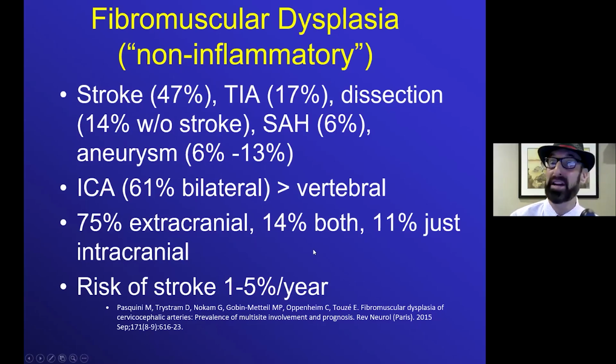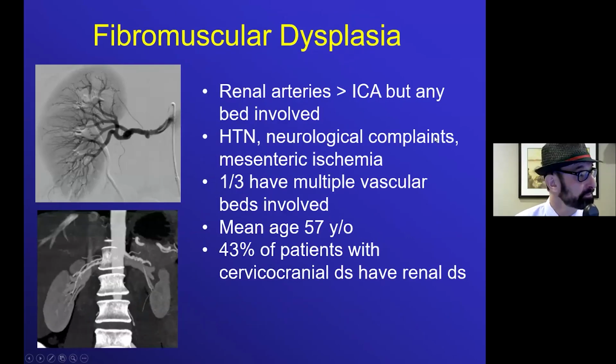The risk of stroke in a patient who has fibromuscular dysplasia is around 1 to 5% per year, according to this article. Of course, fibromuscular dysplasia is not just manifested in the central nervous system or in the craniocerebral vessels, or cervicocranial vessels in the neck and intracranially.